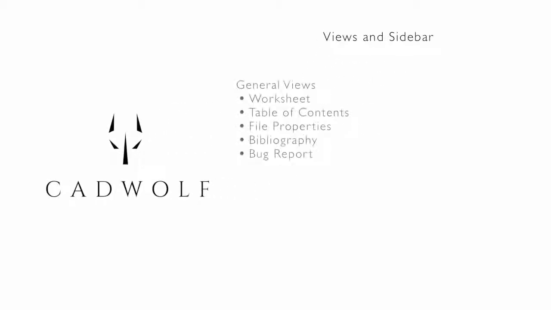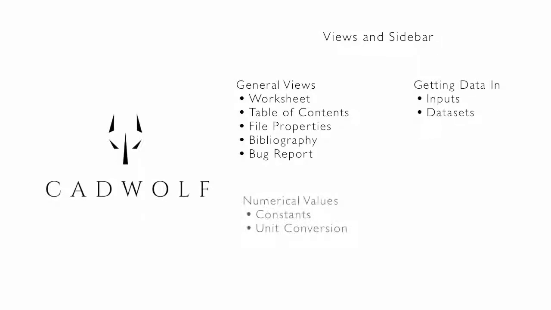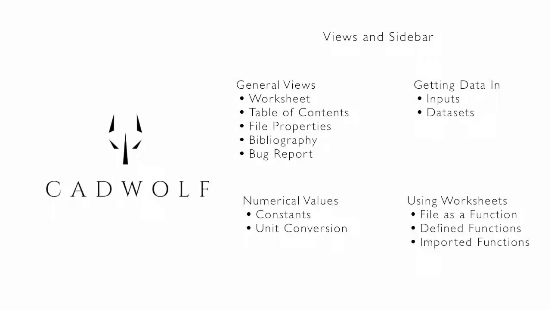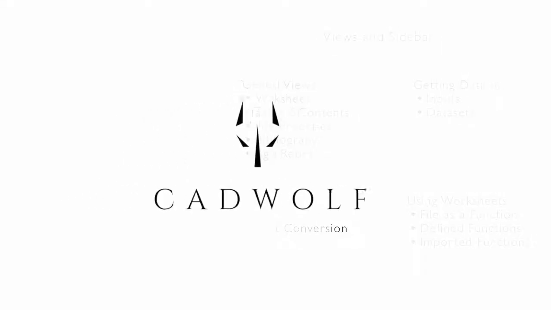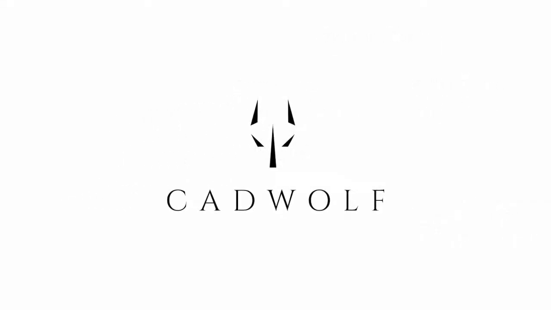The sidebar for the document has 12 different views. These views can be broken down into 4 different categories: the general views, the views that help bring data into the document, the views holding the numerical constants, and the views relating to the use of files as functions. We'll look at each type of these views independently. Let's start with the general views.